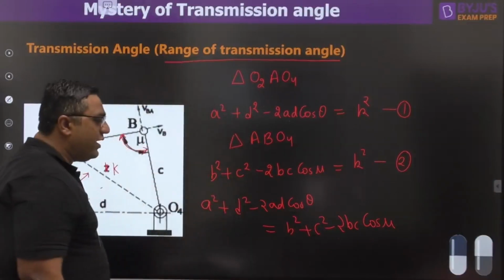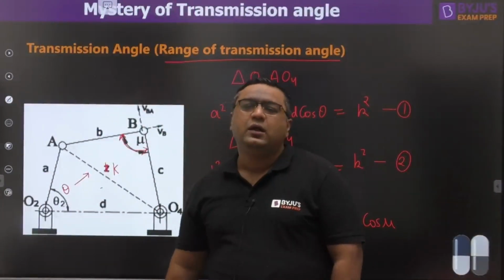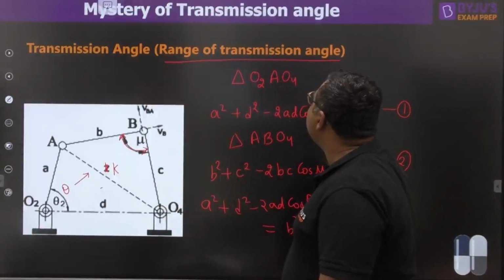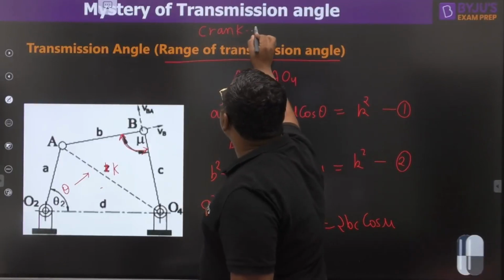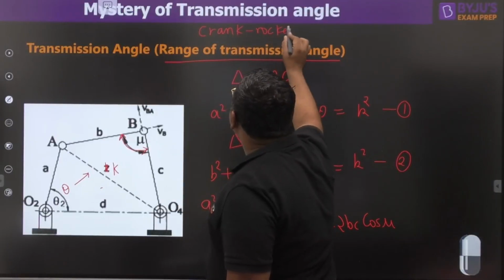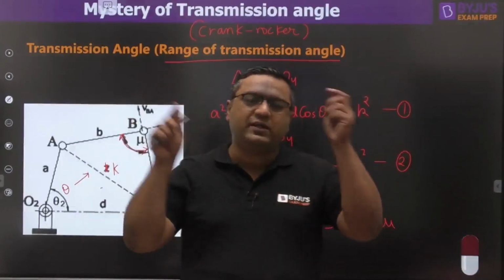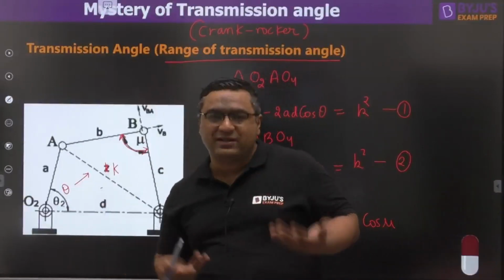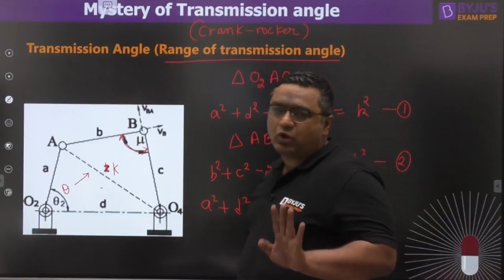My dear, you want to find the minimum and maximum value of the transmission angle. First of all, whatever I am going to do is valid for a crank rocker mechanism, because for double crank we need not talk about that, since both rotations are there. So when it is a crank rocker, then only the transmission angle's range matters. So first of all we are talking about the crank rocker configuration.